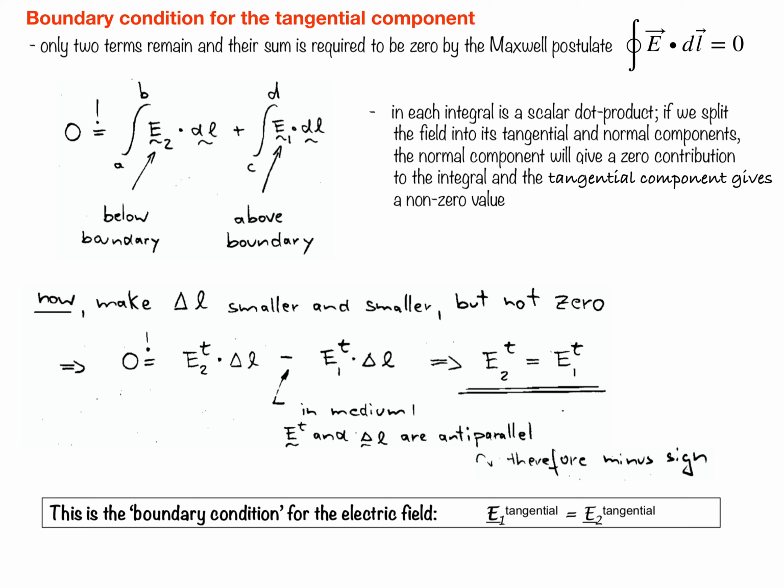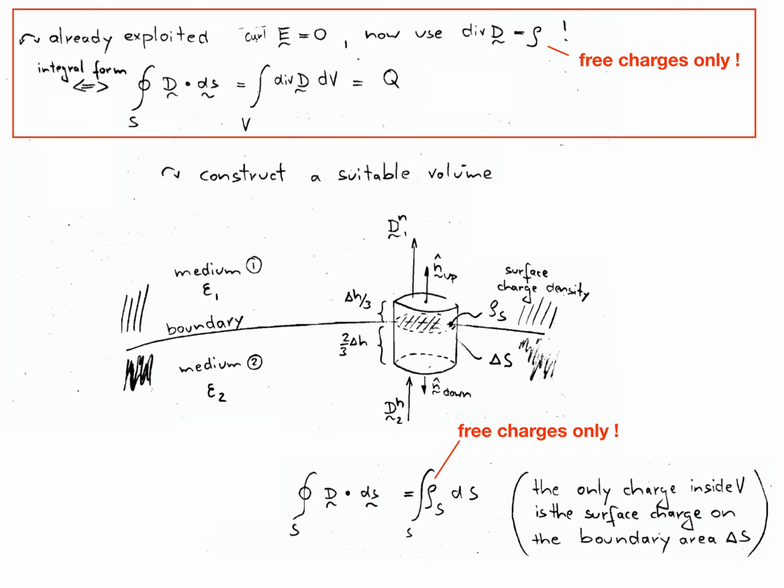Rearranging and cancelling of delta L gives the very important boundary condition: E2 tangential is equal to E1 tangential. In other words, the tangential component of the electric field vector is unchanged at any boundary between dielectric media. Let us now exploit the other Maxwell equation of electrostatics, divergence of D equals the charge density of the free charges, in a similar fashion.